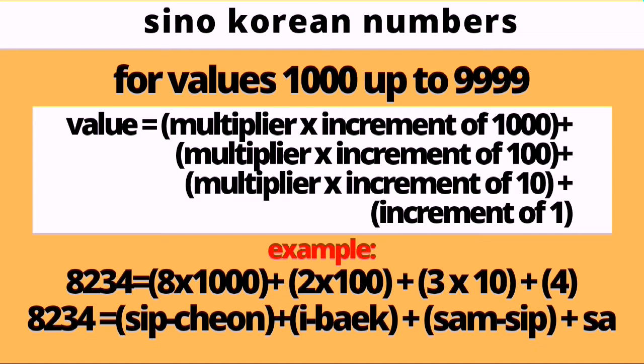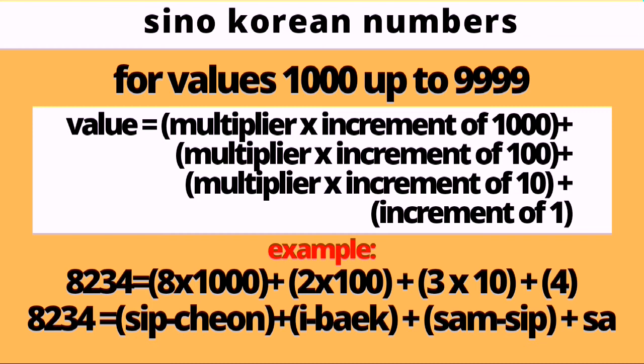The next part is the hundreds place, and we already applied this in the previous parts of this video. So, ibek is actually the same as saying 200 or 2 sets of 100. Number 2 is i in Sino-Korean, and 100 is bek in Sino-Korean. So, again, ibek is the same as 200.